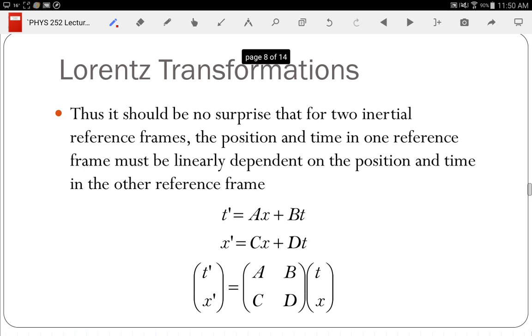So, given that we have a linearity in our transformations for proper time, time dilation and length contraction, it should be clear that we should have a linear relationship between the time in one reference frame and the position and time in another reference frame. Likewise, a linear relationship between the position in one reference frame and the position and time in the other reference frame. So our goal is going to be to find these constants A, B, C, D for the conversions.